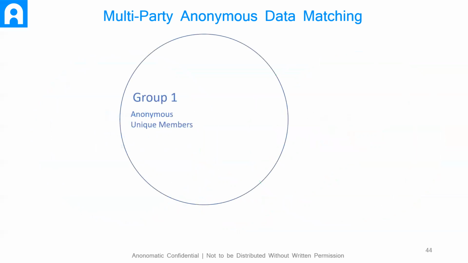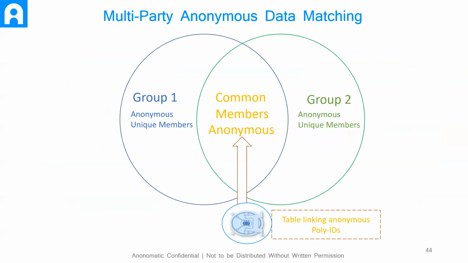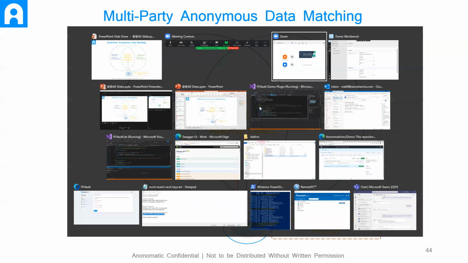Because even though you know that you've got an overlap, you don't know who those individuals are because the polyanonymous IDs for the same people in each group are going to be different. So what you do is you get the data from the PII Vault that allows you to identify the anonymous common members. And that's what we call our linking table. Let me show you how that works.